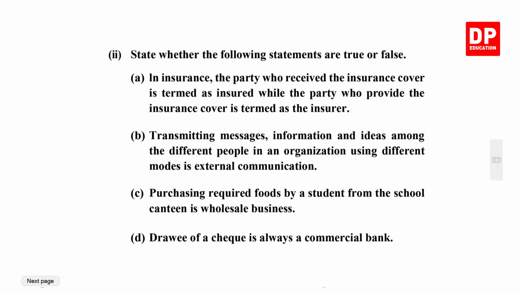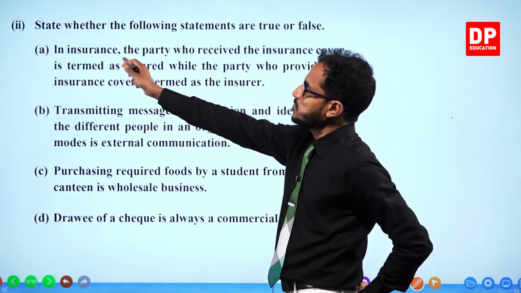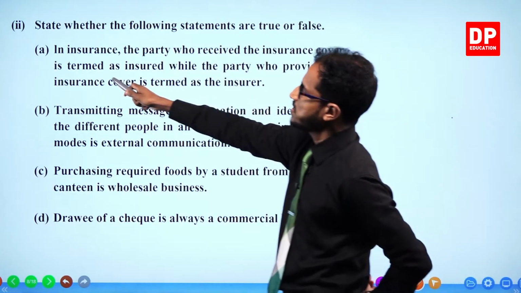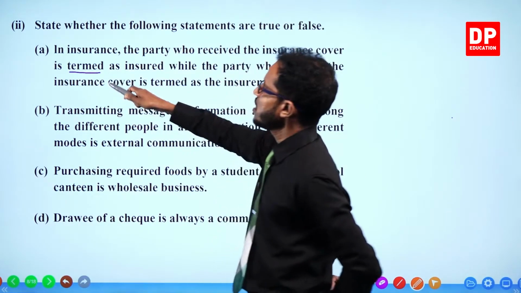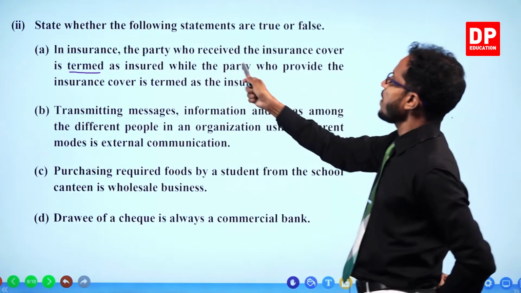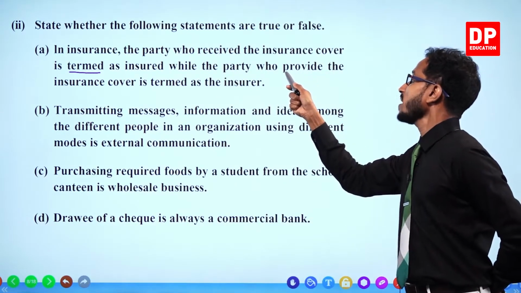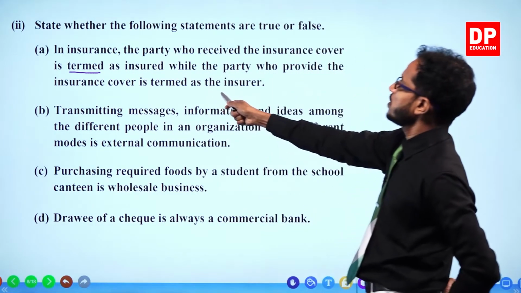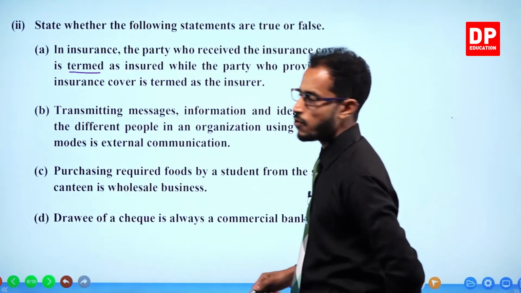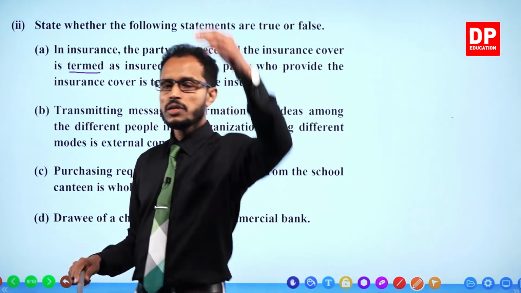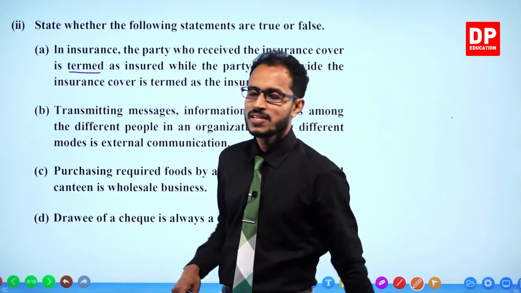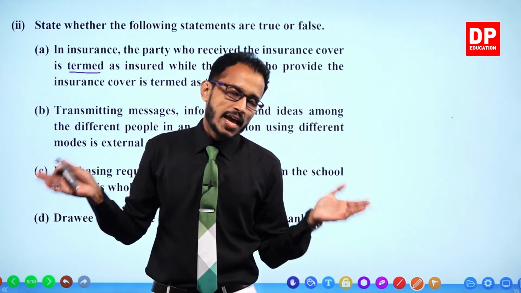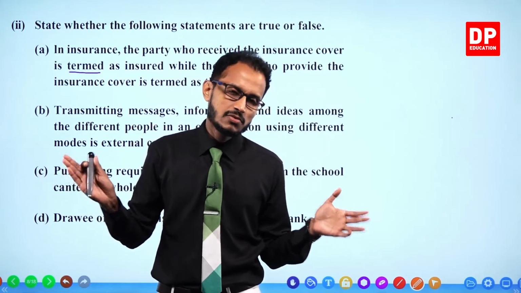Second part, Roman number 2. State whether the following are true or false. In insurance, the party who received the insurance cover is termed as insured, while the party who provided the insurance cover is termed as the insurer. True or false? Can you remember the principles of insurance? The definition of insurance? The support service?